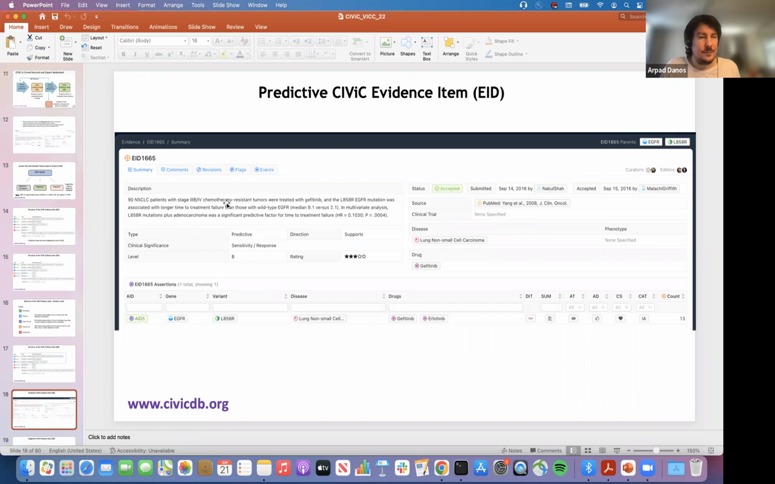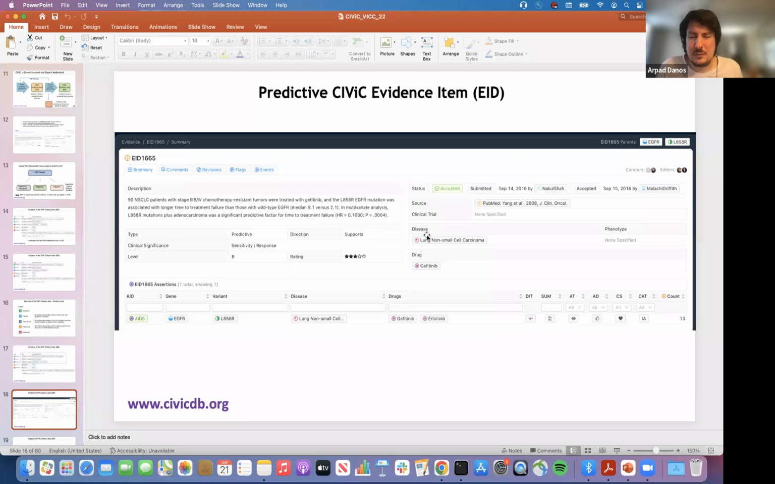Here we see this is going to be a predictive type of evidence, direction supporting the clinical significance of sensitivity response. This is level B because if you take a quick look, this is describing a clinical trial. This is for the variant L858R from the gene EGFR, so it's this canonical, well-established relation. The drug here is gefitinib, and the disease is non-small cell lung carcinoma.